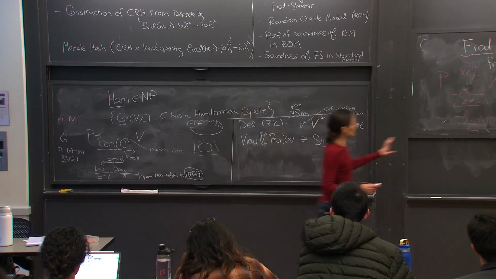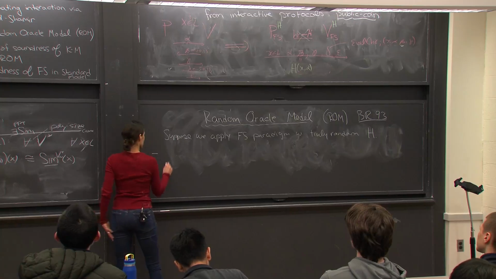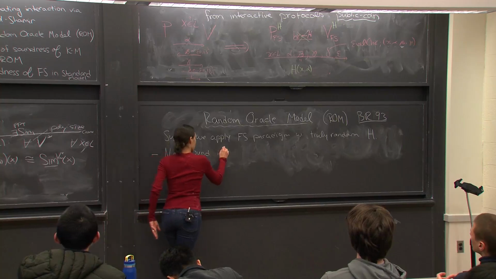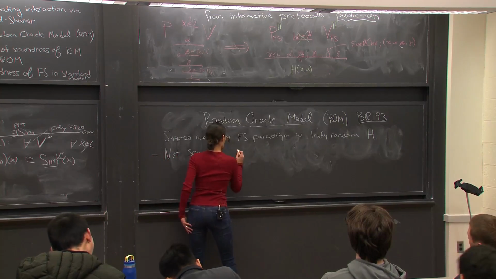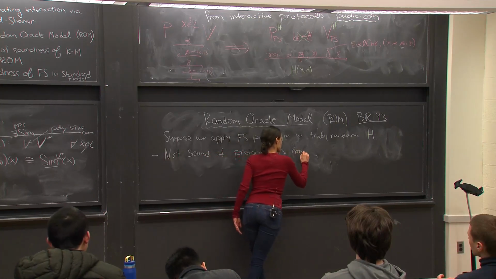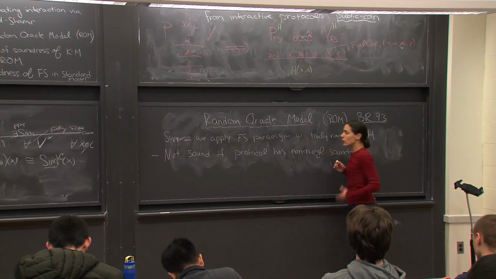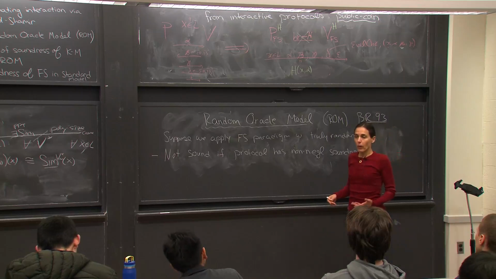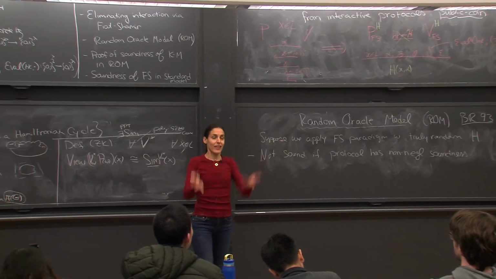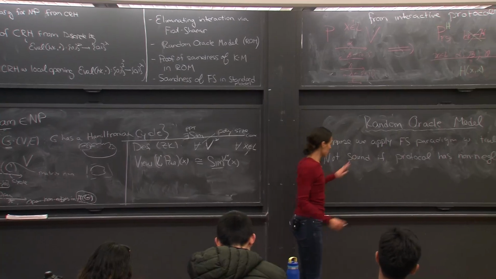Okay, so what did we learn? Let's go back to the random oracle model. First, it's not secure, or not sound, if the protocol has non-negligible soundness error. If you can cheat with non-negligible probability, you're going to try until it works, and then you present that as a proof. So that was Leo's question, and the answer is, it's not sound.